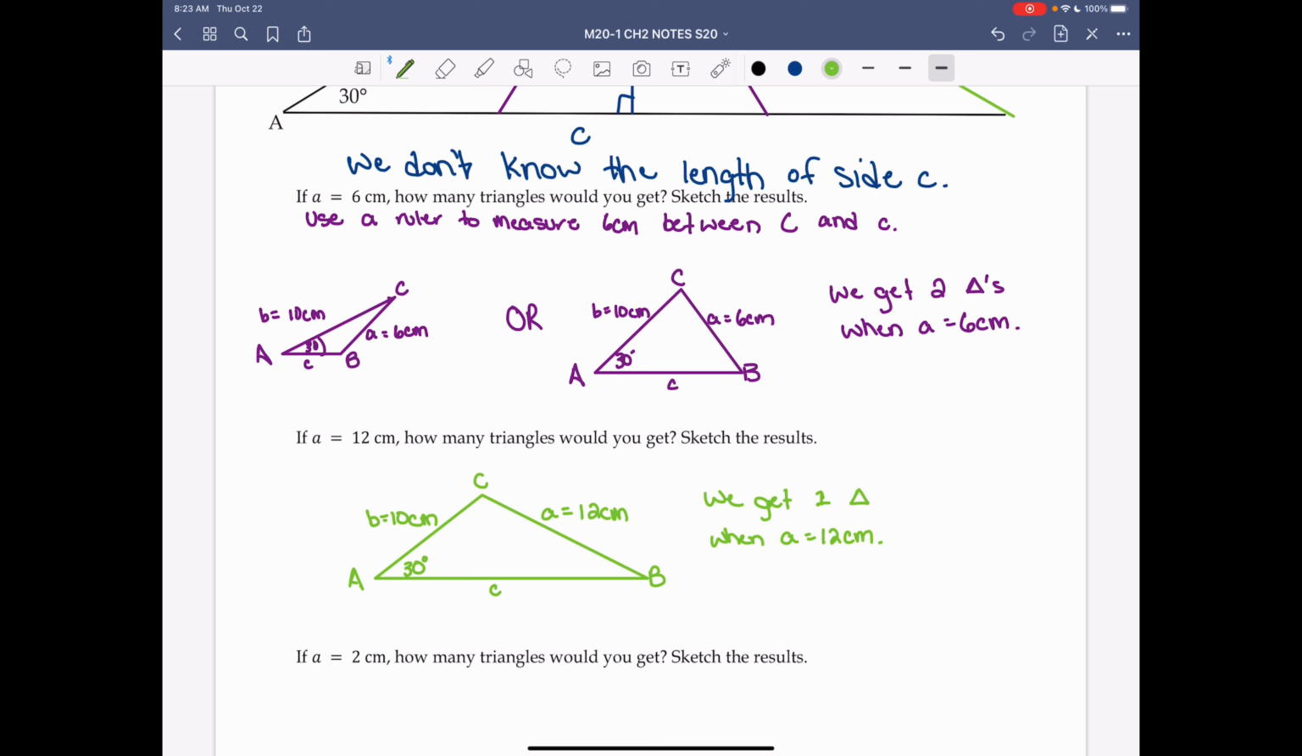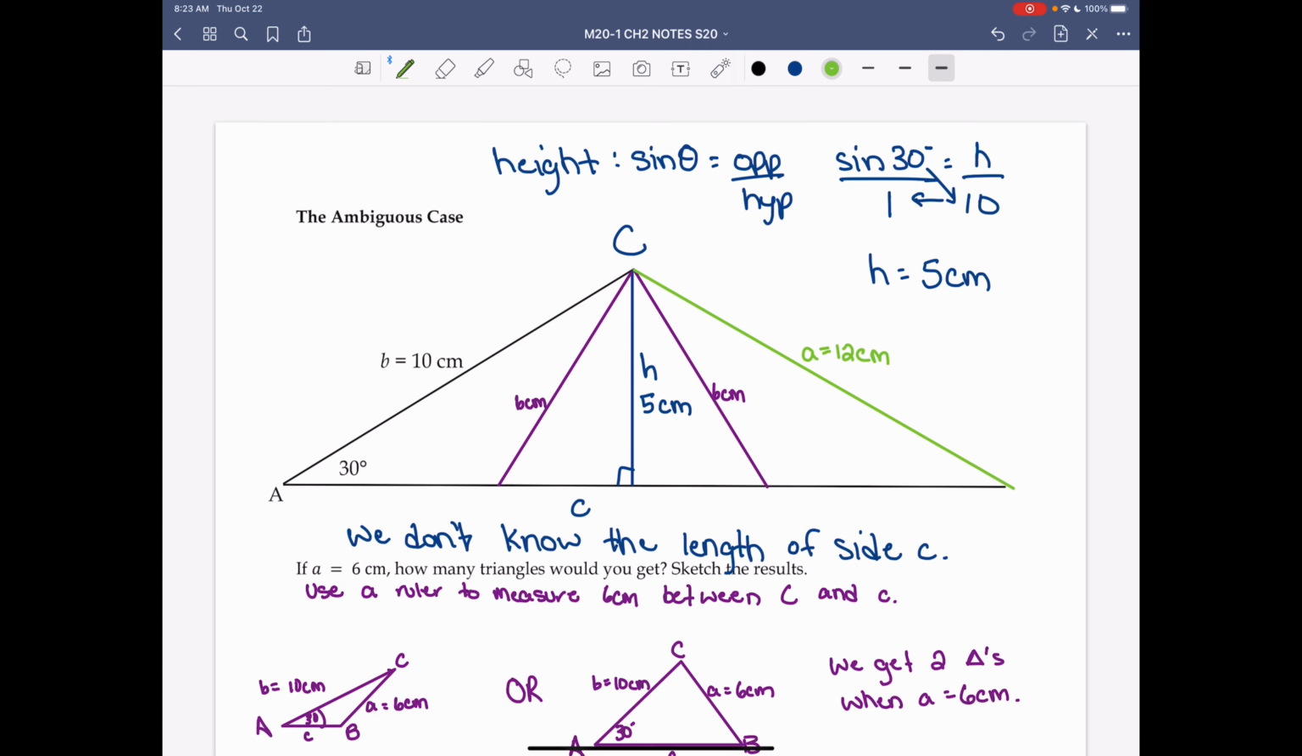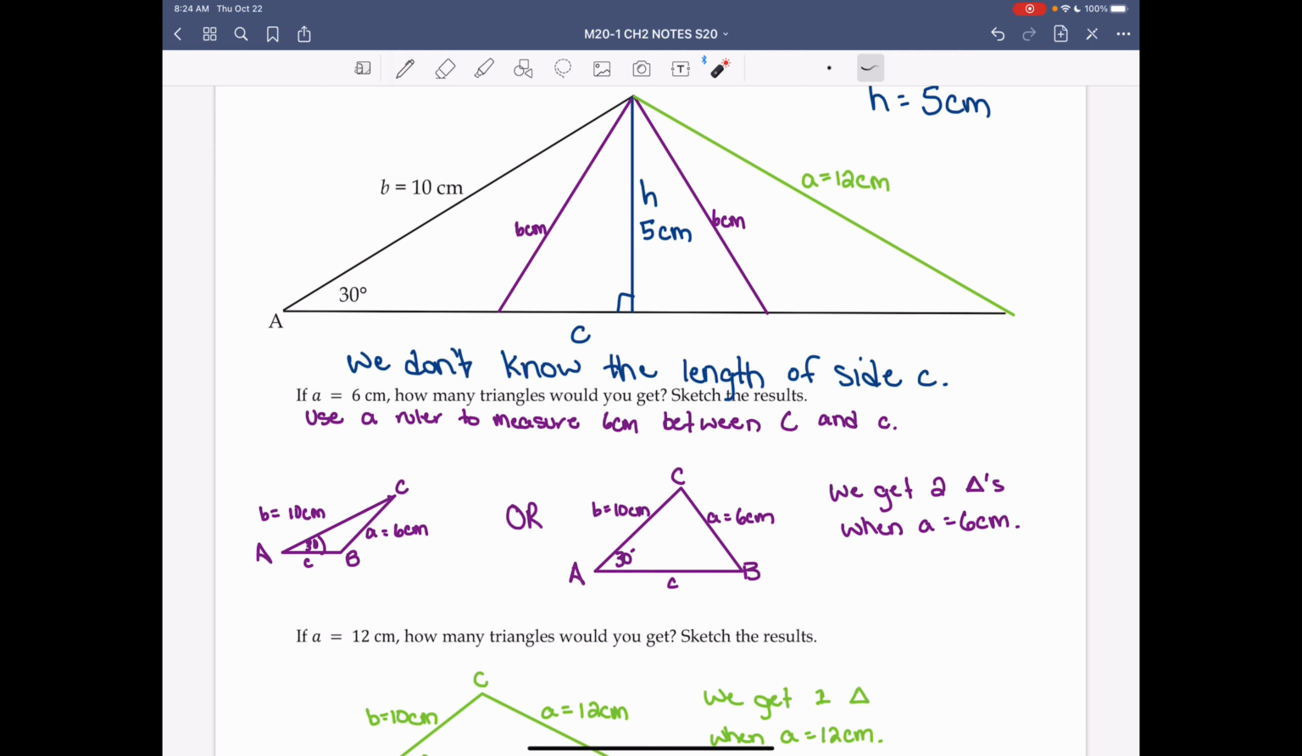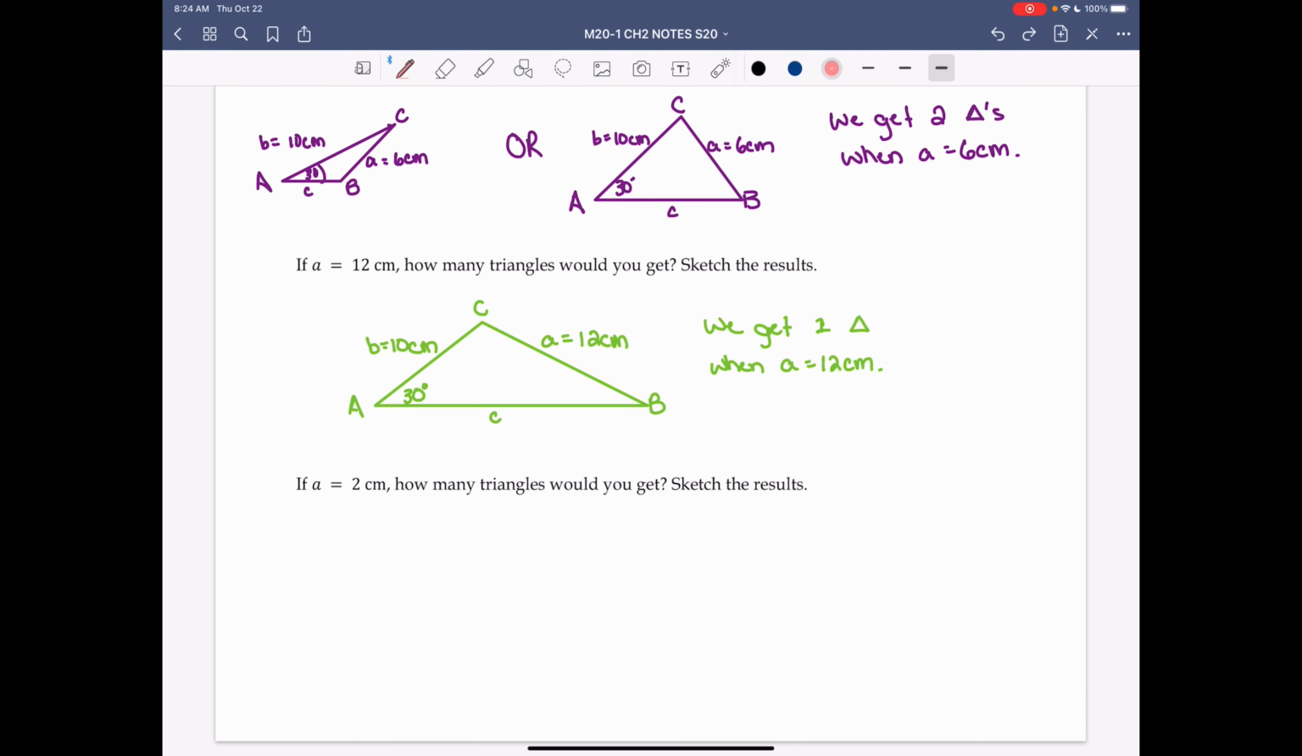And then the last one, if A equals 2 centimeters, how many triangles would you get? Sketch the results. So if A is equal to 2 centimeters, 2 centimeters is pretty short. So it might only go to here. And if I go this way, it only goes to here. If I go this way, it only goes to here. So do I ever get a triangle? No, because it's too short to ever meet up with side C. What we get looks something like this.